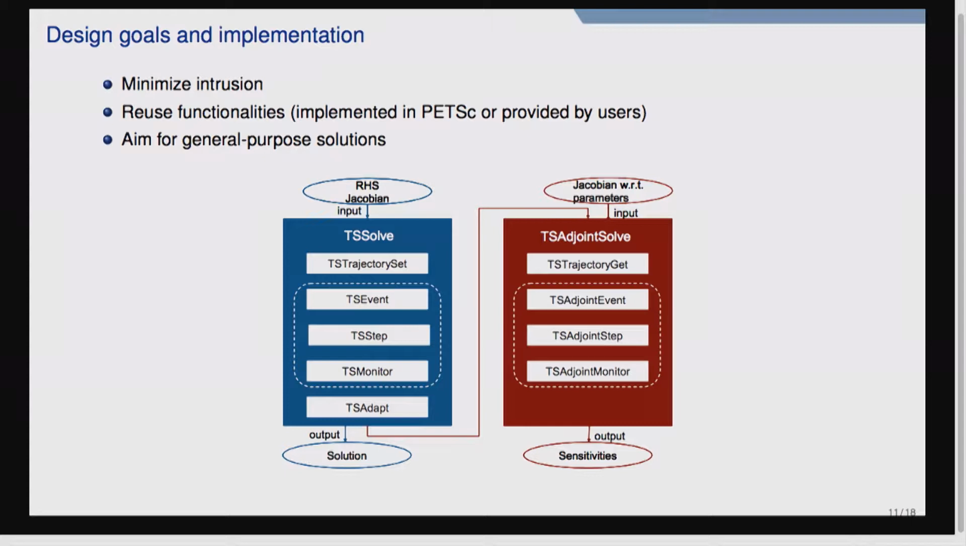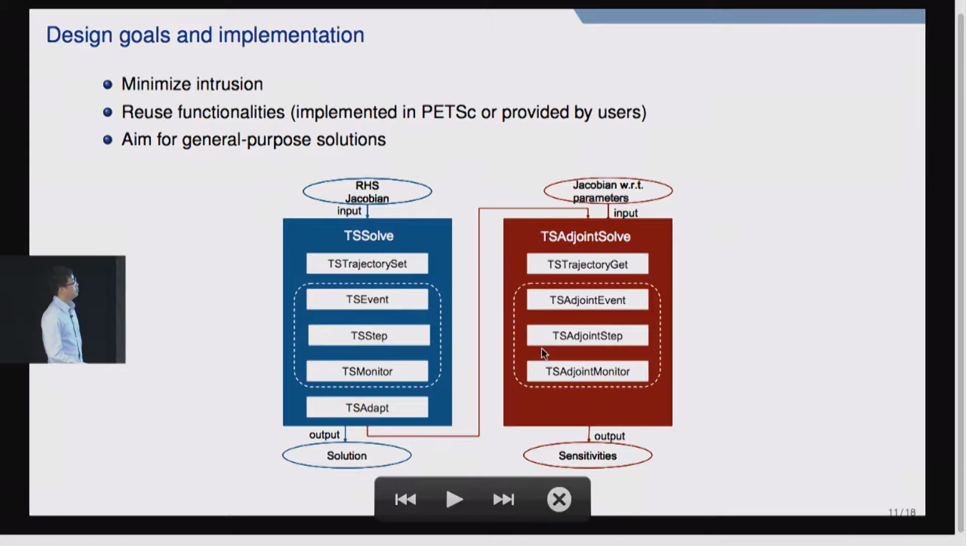The PETSc adjoint solver is designed for general purpose solutions. So we want to minimize intrusion. We don't want to change the existing time-stepping solver much. And we want to reuse the functionalities as much as possible. So the essential components in the PETSc adjoint solver include TSTrajectoryGet, which is responsible for checkpointing, TSAdjointEvent, which is responsible for event detection and handling, and TSAdjointStep, which is the adjoint version of the TSStep. We also have an adjoint monitor to monitor the adjoint solution.